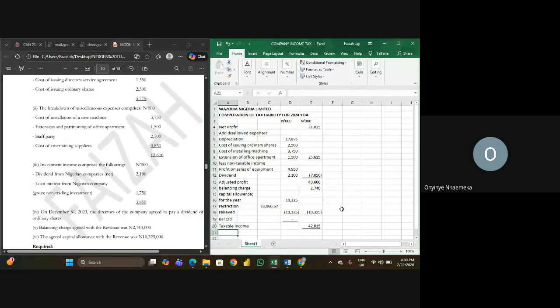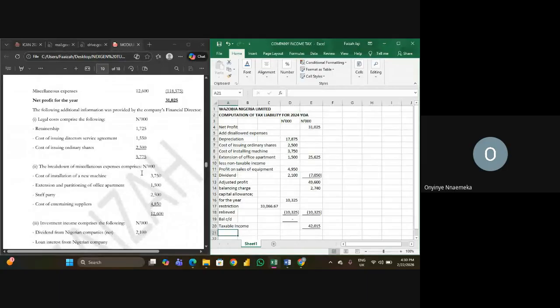Okay. So if you remember our format in the last class, we talked about the format. Before I even go to the format, in how many ways can we compute our company income tax? Guys, 4 ways. So can we mention them? Yeah, so we have the normal basis, the gross turnover basis, the dividend basis, and the minimum tax basis. Yes, thank you very much.